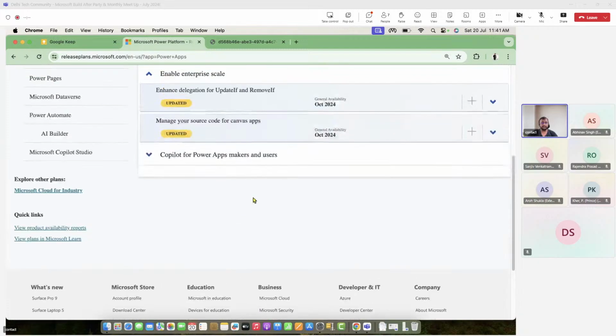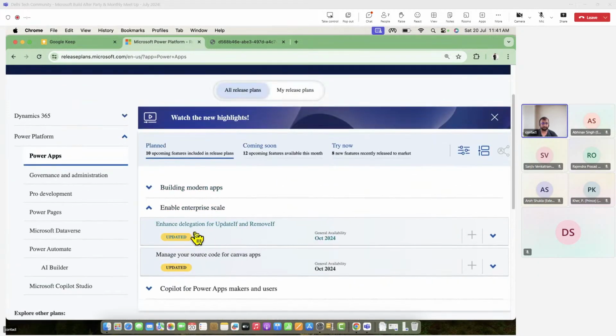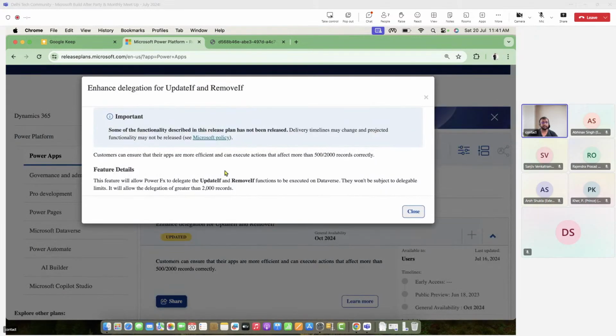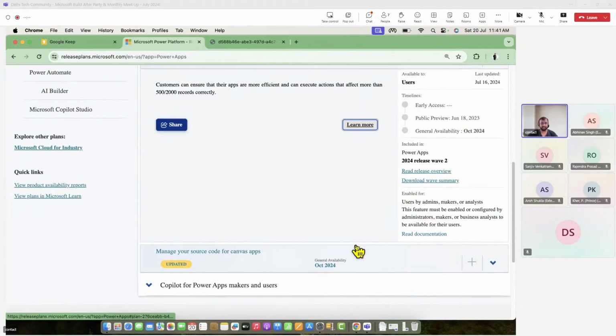Then there is one more feature called enhanced delegation for Update and RemoveIf. At this moment with Dataverse, we know that Update and UpdateIf are non-delegable functions, which means they are not working on more than 2000 records or 500 records. With the new release, they are planning to make these functions more delegable, so even after more than 500 or 2000 records, these functions will be supported. This is an exciting one because many times we use the UpdateIf function in larger applications, and that makes our life much simpler. Public preview has already started, and GA will be in October 2024. That's what is planned at this moment.